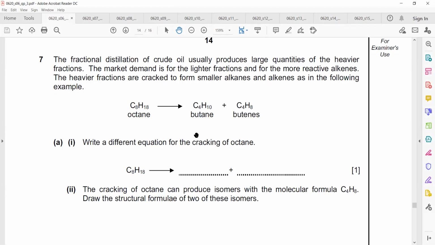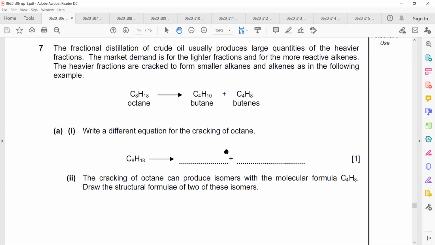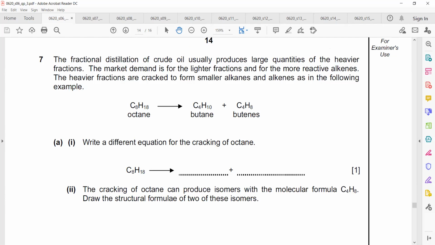So octane is there, which on cracking decomposes to butane and butenes. Write a different equation for cracking of octane. So what else can we write? Any different equation. It's not having a fix. It's up to you. There are many possible answers for this. If one is alkane, the other one will be alkene. And how will you know one is alkane and another one is alkene?